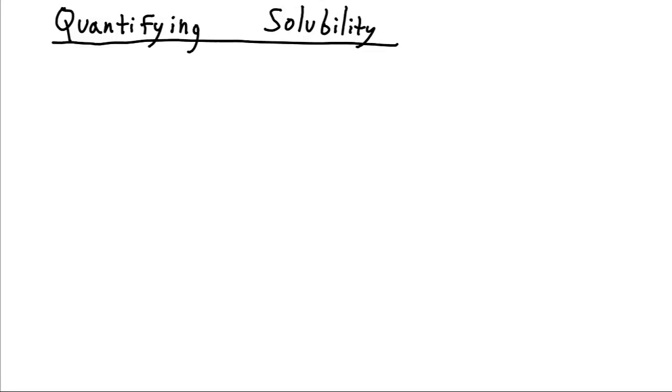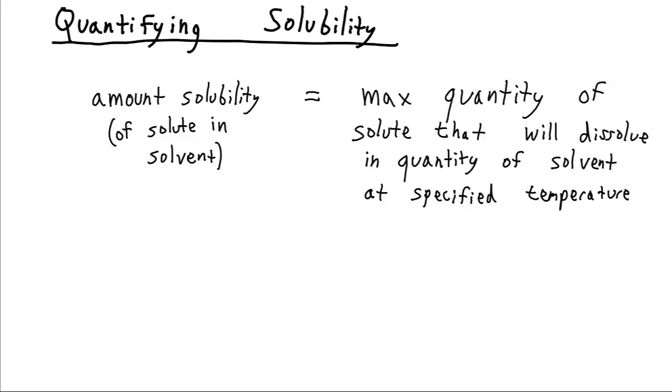Well, since small quantities can dissolve in almost all cases when we mix substances together, we probably want to be able to specify what that quantity is and be able to make some comparisons. So this is where we define solubility formally as a number. It's also whether or not something dissolves. We say it's soluble or insoluble. We can also quantify an amount of solubility. So this will be the maximum quantity of the solute that will dissolve in some quantity of the solvent at a specified temperature.